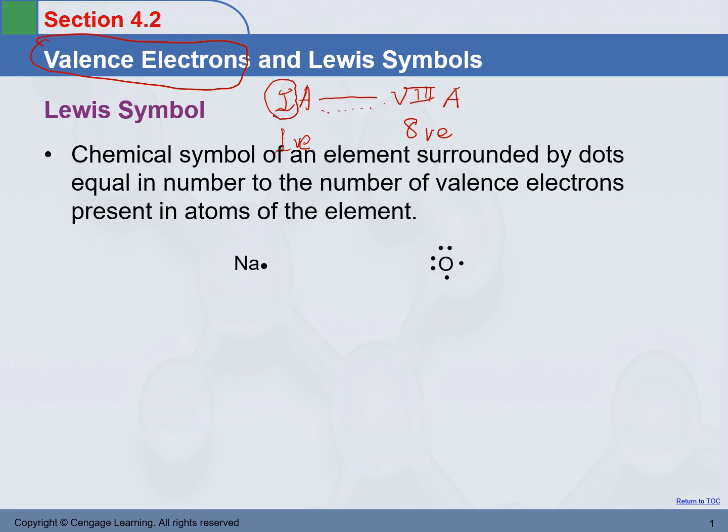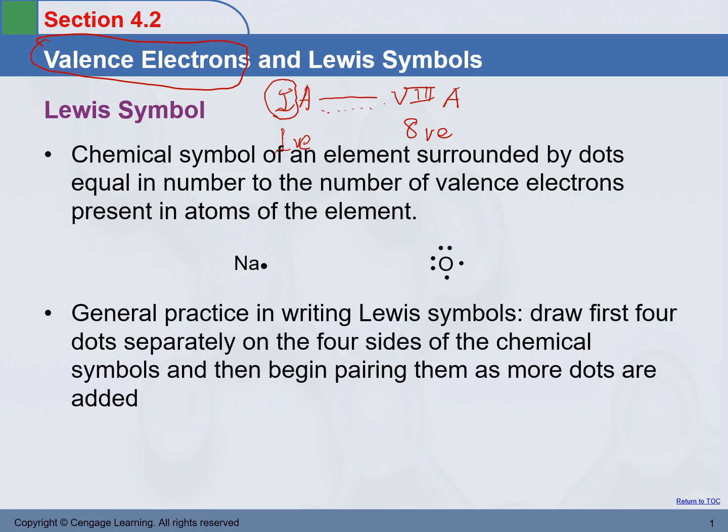Oxygen is in column 6A. It has 6 valence electrons. You put 6 dots around the oxygen symbol to indicate the 6 valence electrons of oxygen. Those are the Lewis symbols. That's how simple they are. In general, people tend to write 4 electrons on the 4 sides of the elemental symbol and then start pairing them up.